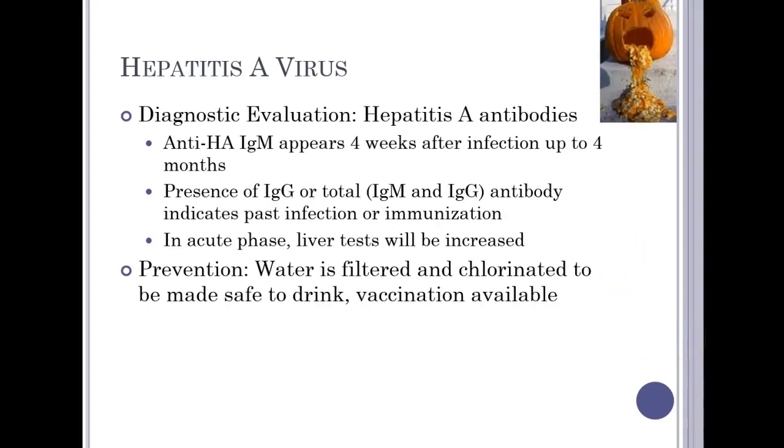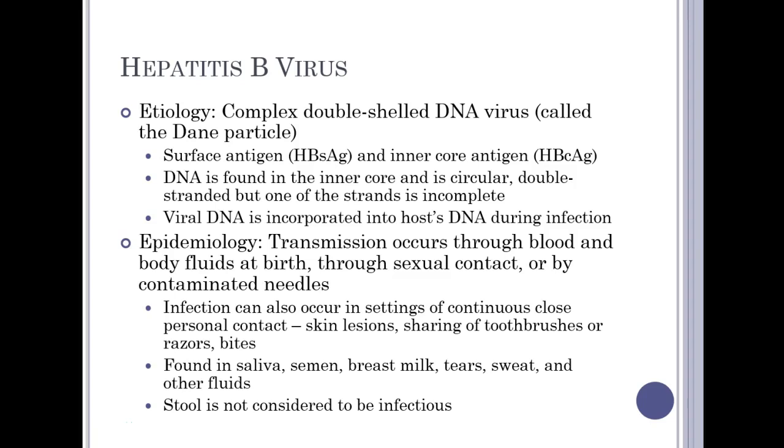With this one, when we draw the patient, we look for hepatitis A antibodies, because the hepatitis A IgM appears within 4 weeks after infection, up to 4 months after infection. If we see IgG with this as well, it means that they've been infected in the past or they've received the immunization. Sometimes when you go to visit other countries, they may offer you a hepatitis A virus shot before you go to some other type of third world country to try and protect you. Prevention is obviously filtered water. Chlorinated would be best. Vaccinate yourself if you're going to go overseas.